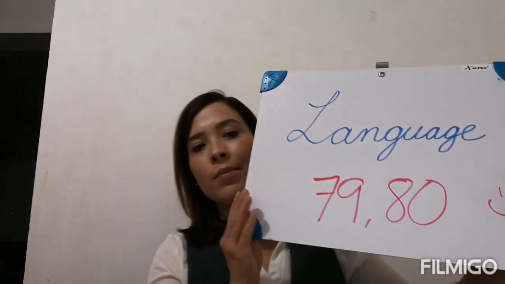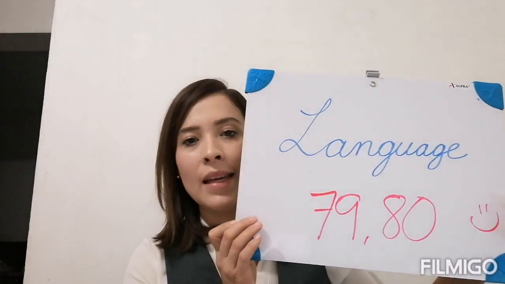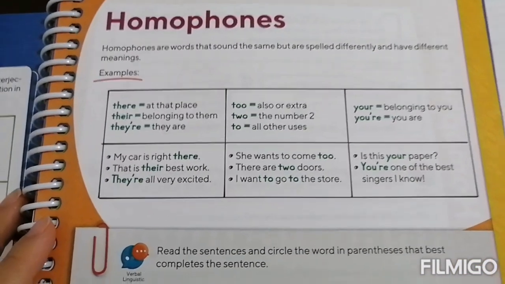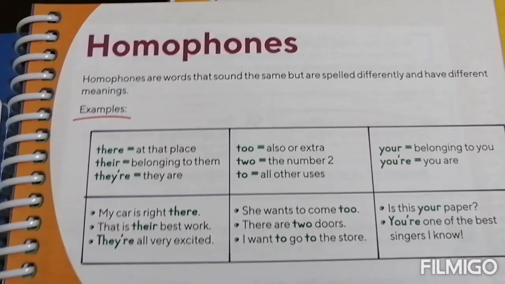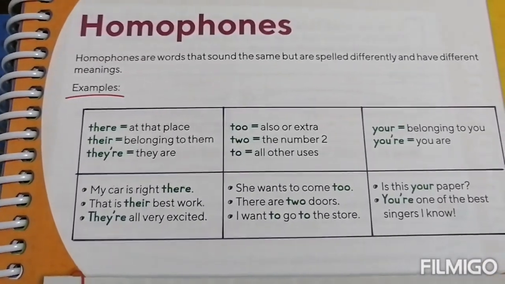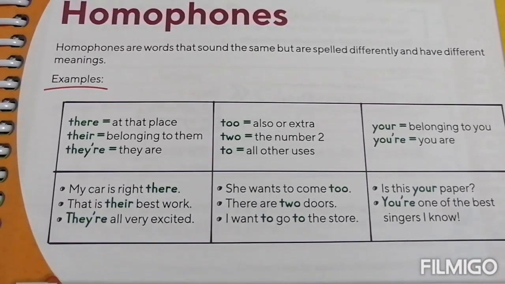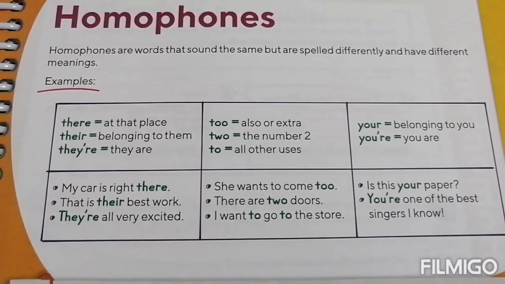The pages are number 79 and 80 of your book, so please open your book so we can start. So here's the deal on page number 71, which is about the homophones. I hope that you like the video that we watched that explains to you some types of homophones.